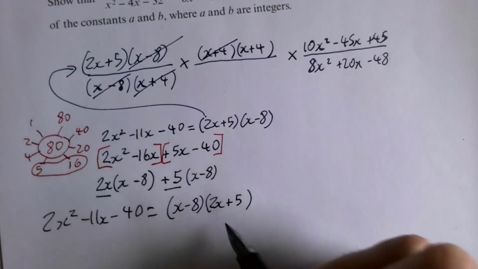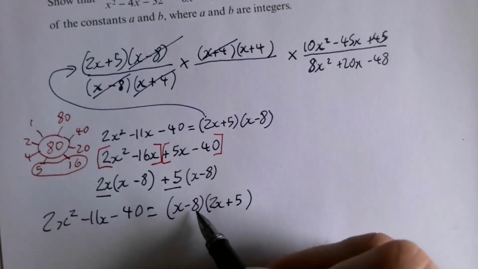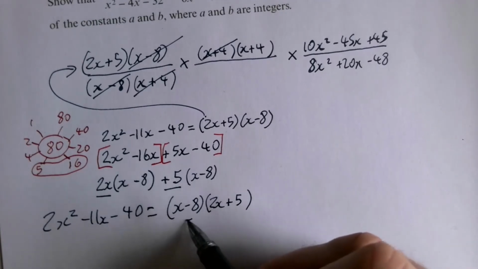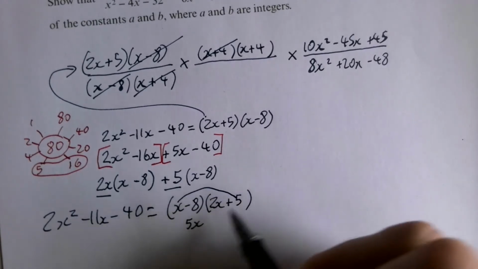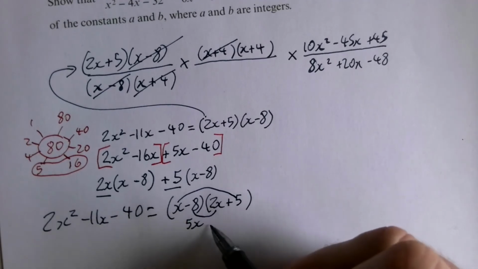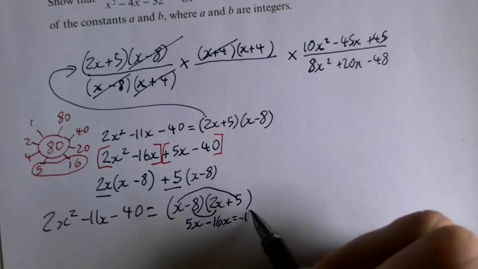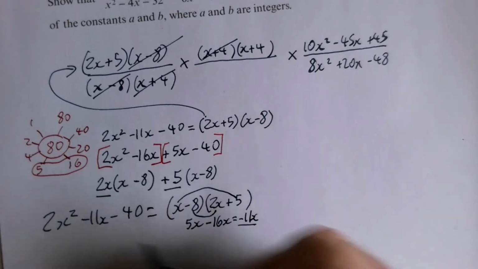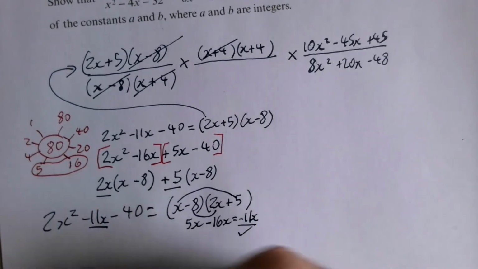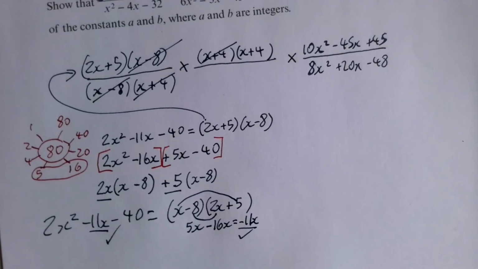But I would just need to double check that it all works by doing 5 times x is 5x, and negative 8 times 2x is negative 16x. That does equal minus 11x, which is what we wanted. So that means that has worked. So you can save yourself some hassle with the calculator, but you do need to be careful. So I don't know which one you'd rather do.